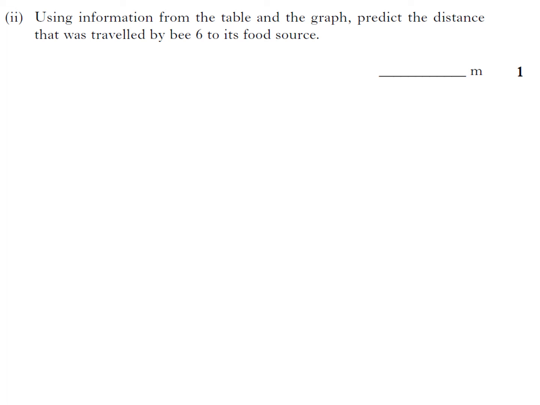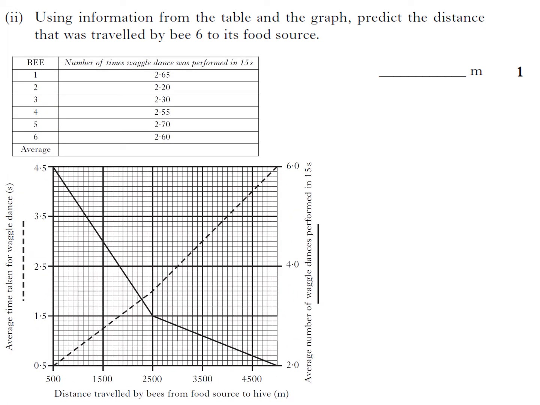Okay, so using information from the table and the graph, predict the distance that was travelled by B6 to its food source. So what we have about B6 is the number of times the waggle dance was performed. So the number of times the waggle dance was performed is over here, and we're looking for 2.6. This is going up in 0.1s, which is quite nice. So there's my point. So read that across. There we go. And so distance. Could be worse, but you have to be careful that you read to the right place.